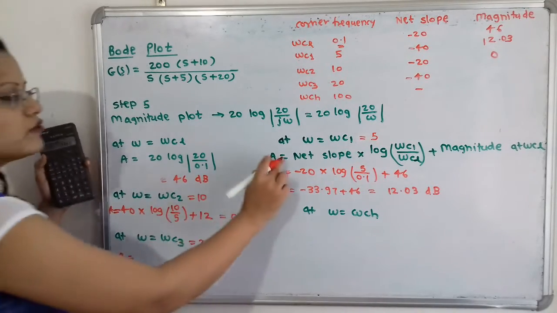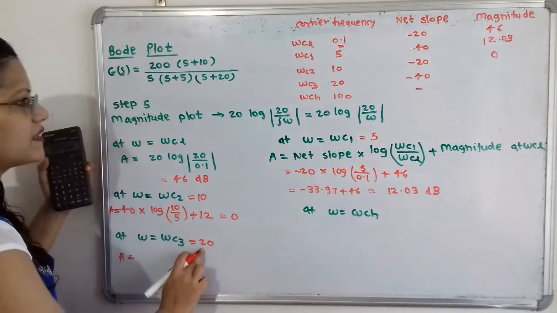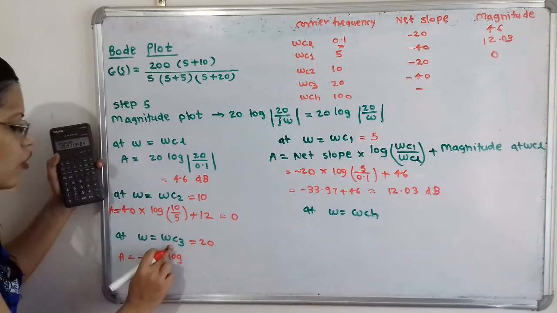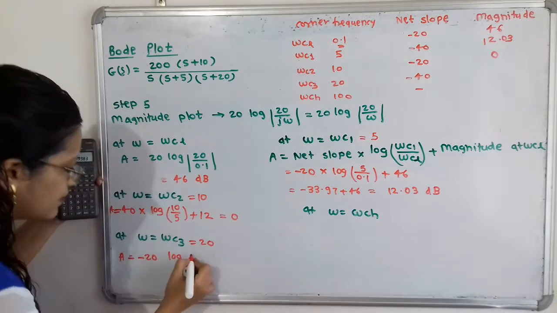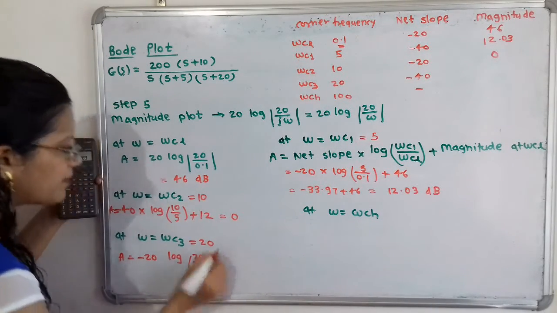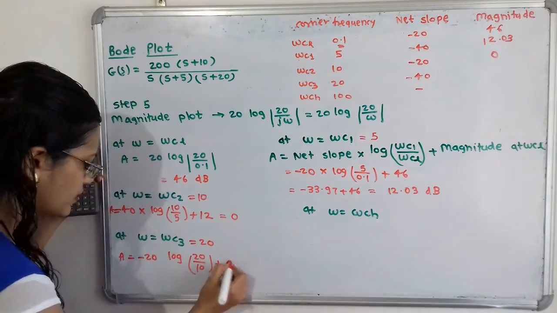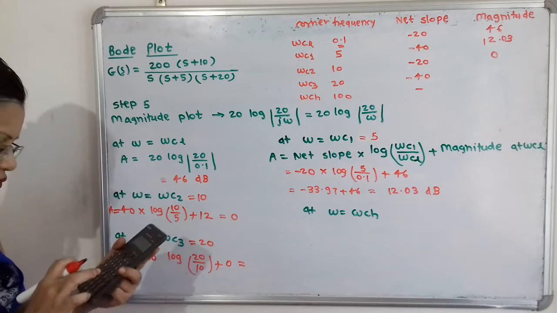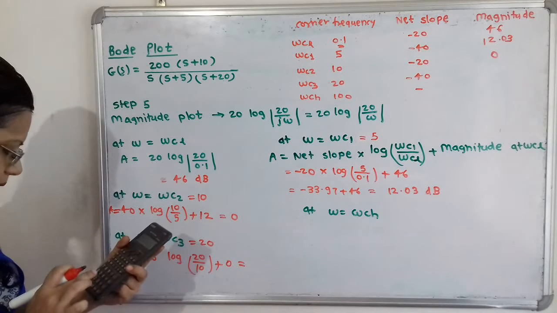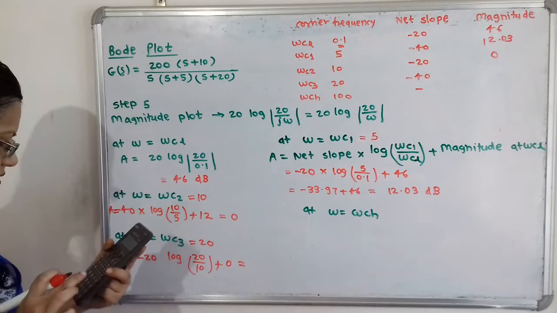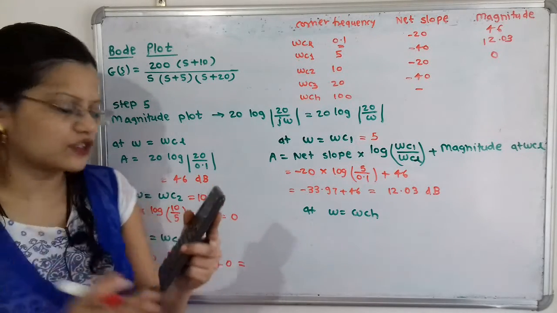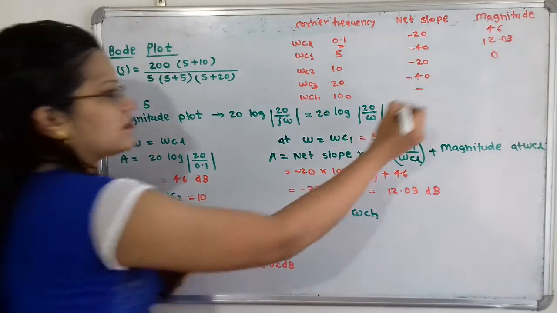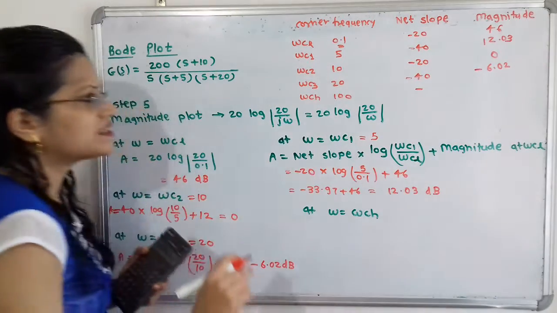A is equal to. Now again we will use same formula. So net slope for previous frequency. So what is the net slope? That is minus 20 multiplied by log of omega C3 by C2, that is 20 by 10, plus magnitude of previous frequency, that is 0. Now it is simple to calculate. So log of 20 by 10, that is log of 2. So I will write here log of 2 multiplied by 20, that is 6. So minus 6 is minus 6.02. So here minus sign is there. So minus 6.02 dB. So I will put here minus 6.02. So this is the magnitude.